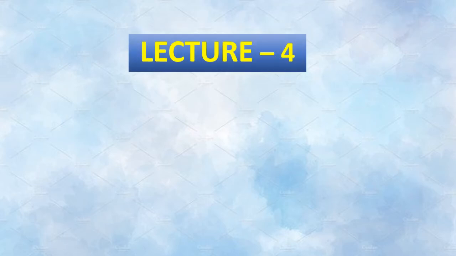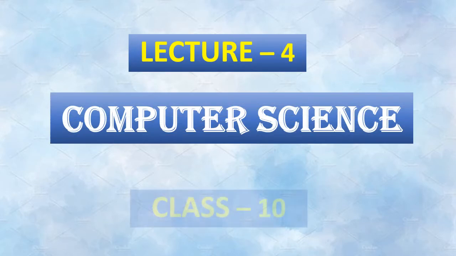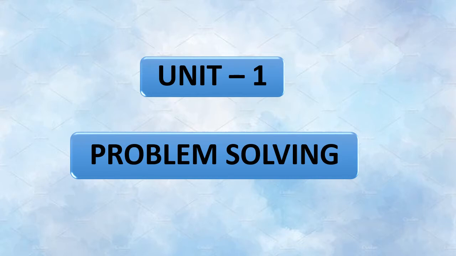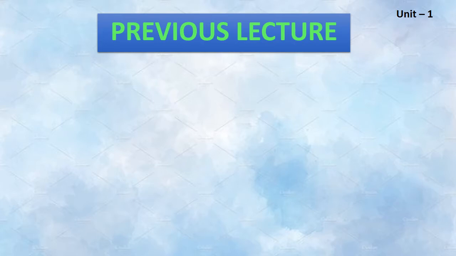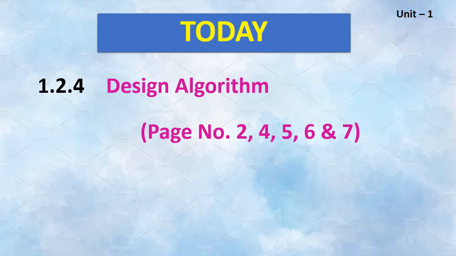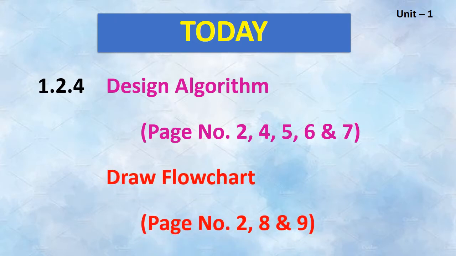Today we are here for lecture number 4, Computer Science of class 10th. We are doing unit number 1, Problem Solving. In the previous lecture, we have learned design algorithm from pages 4, 5, 6 and 7 of your textbook. And today we are going to do draw flowchart, pages 8 and 9. Remember that it's the fourth step of problem solving process.